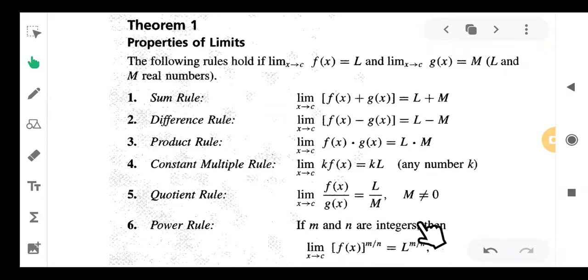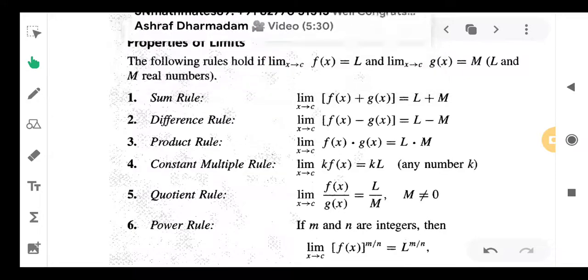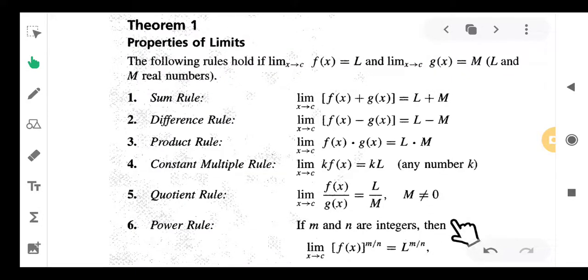So if m and n are integers, and we have a function like f of x all raised to m by n, then you can simply apply the limit to the function f of x. That will be L, so it becomes L raised to m by n. These are the properties which you know very well.